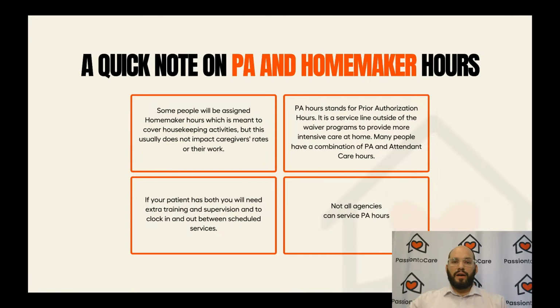Practically, what that means is two things. One is that if the patient is approved for both, the caregiver might need some extra training and different supervision and oversight when providing PA hours in addition to attendant care hours. In addition, a person will have to clock in and out in between PA hour shifts and attendant care hour shifts. It's also important to know that not all agencies can service PA hours. This is a different license, and that has more oversight and quality assurance and regulations for the agencies to follow. So not all of them carry this license.